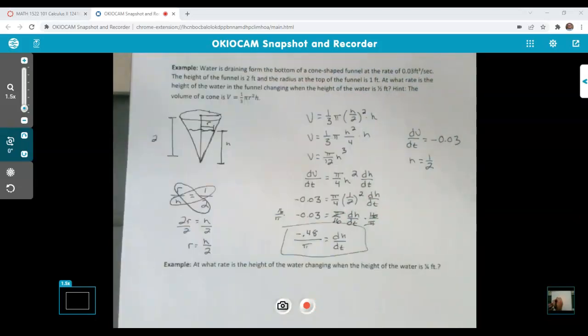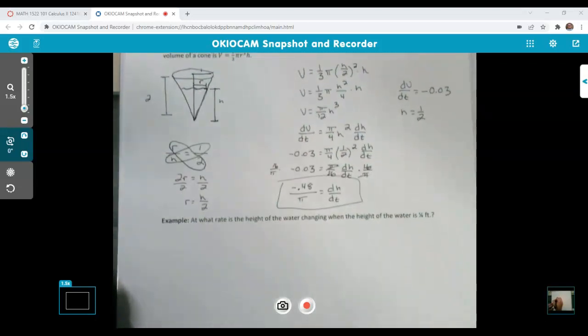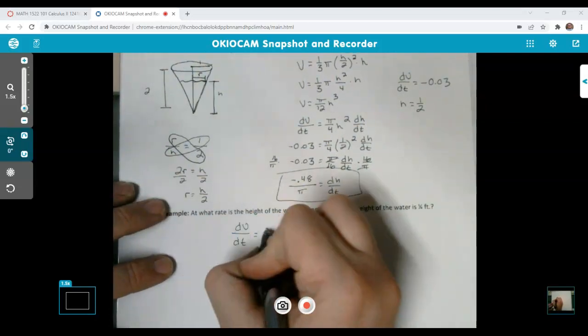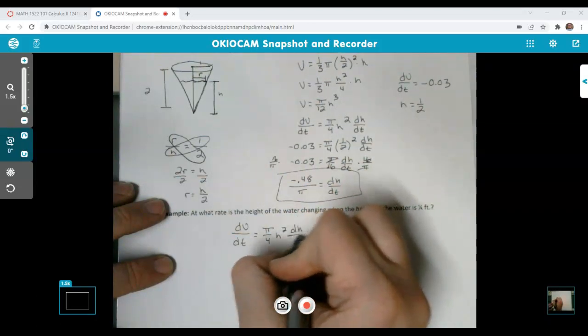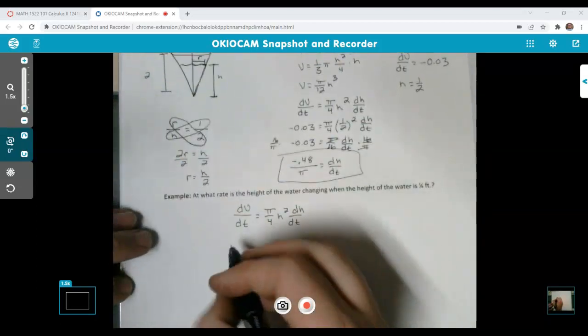Again, this is just about plugging in things that I know to find things that I don't know. And since these are rates, we take the derivative. This last one right here, at what rate is the height of the water changing when the height is 1 over 4? So again, everything is the same thing. We already have dV dt equals pi over 4 h squared dh dt. They want to know what the rate of change is for the height, which is dh dt, except now my height I'm going to use as 1 over 4 instead of 1/2. So everything else is the same thing.